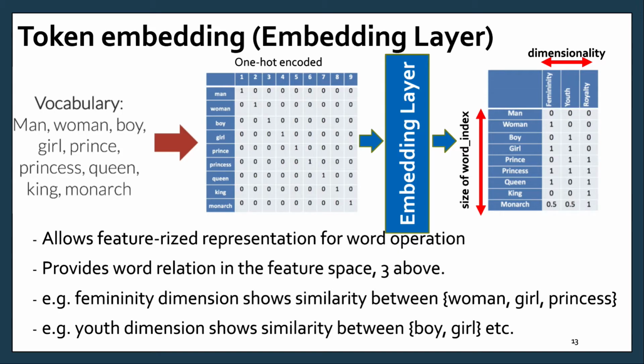So let's say for femininity, we have the woman, girl, princess, and queen, and monarch could be half and half. For youth, we have the boy, girl, prince, princess. For royalty, we have the prince to the monarch. So again, this embedding layer allows us to featurize representation for word operation. Okay, so we discussed the other ones.